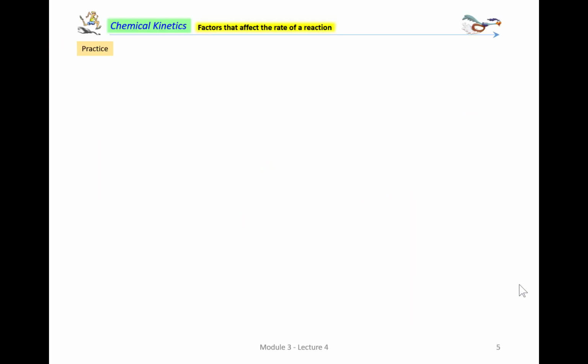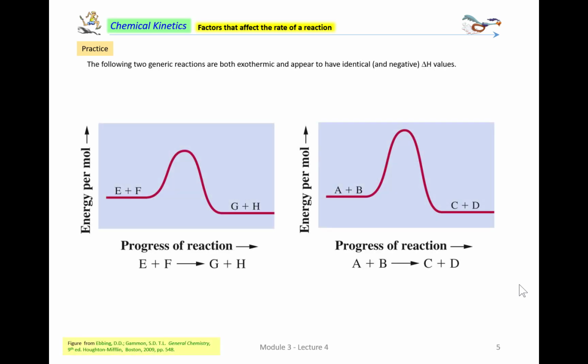Let's try some practice questions involving activation energy and energy diagrams. Below are two generic reactions. They're both exothermic, and let's see why that is. E plus F going to G plus H is exothermic, delta H is negative, because overall the products are at lower energy than the reactants, so energy has been released going from reactants to products.